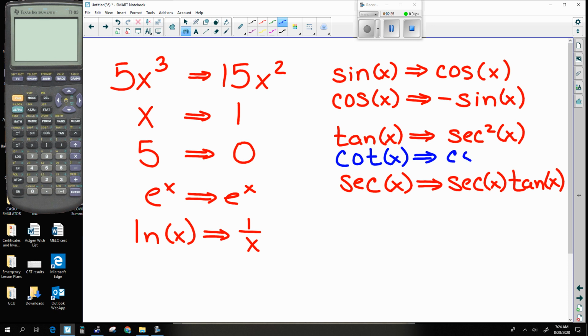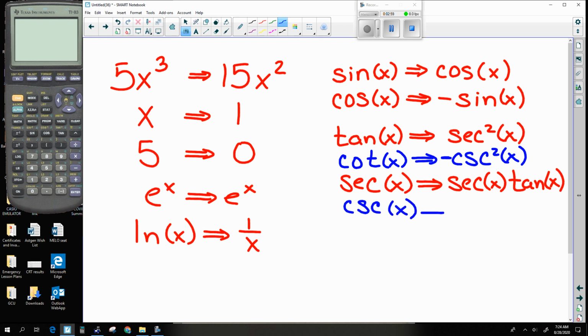Keep messing up on the writing. Let's try that one more time. So I'm sorry, cotangent is a cosecant squared, but because it was a co originally, it's a negative. So co functions create negatives. Just like cosecant. Okay, cosecant is going to be cosecant cotangent. But again, because it was originally co, it turns out to be a negative. So that's that.